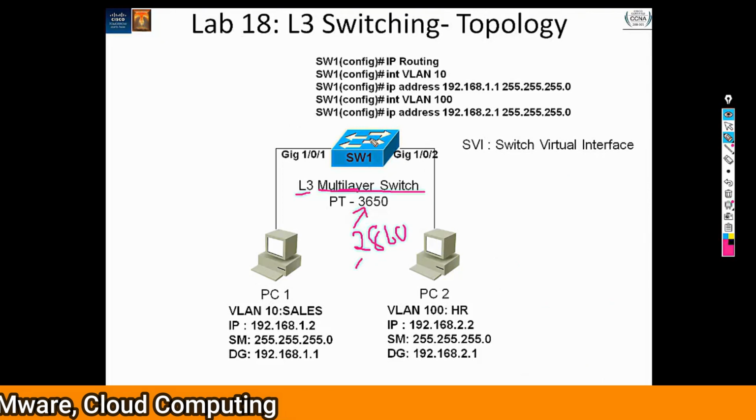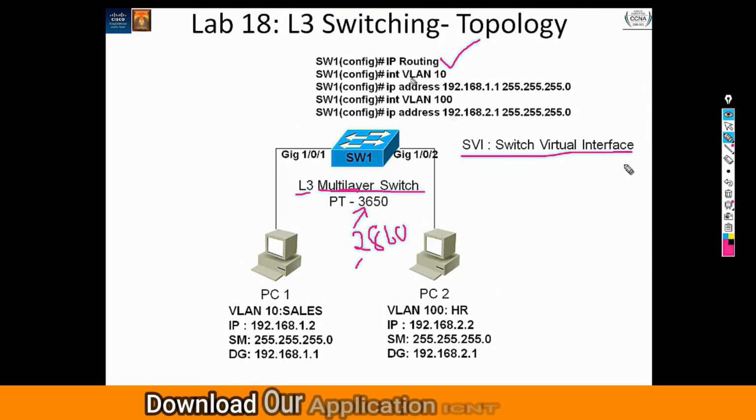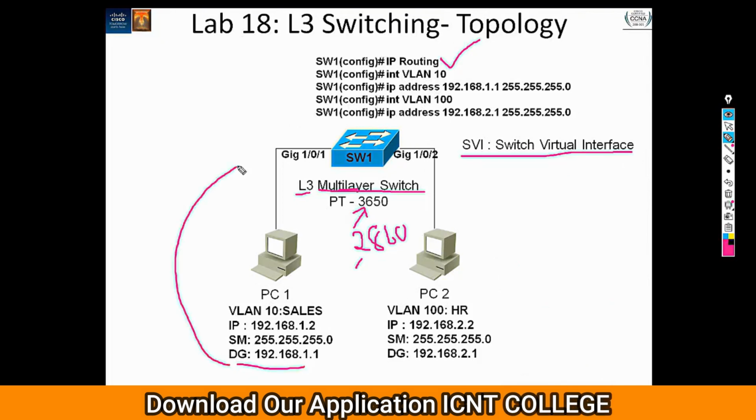So first, on this switch, enable routing. What is the command to enable routing? IP routing. In the router and switch setup, we created sub interfaces, correct? The same concept applies here again. Instead of sub interfaces, you are creating SVIs. We'll create VLAN 10 and VLAN 100. Then we configure the default gateway IP address on those SVIs. Understand? Now the same thing will happen.